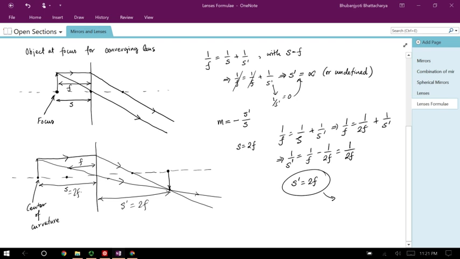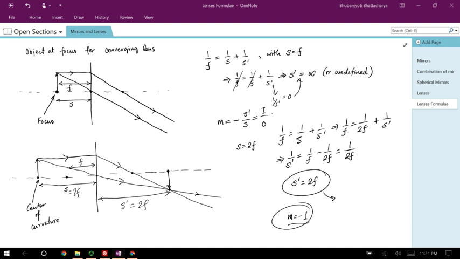Now let's calculate the magnification. M is equal to negative S prime over S, so we get negative 2F over 2F, which is negative 1. What does that tell us? The magnification tells us that the object and the image have opposite sizes. M is also equal to image size over object size, so this is telling you that the image is inverted relative to the object. So these are a couple of examples of converging lenses.